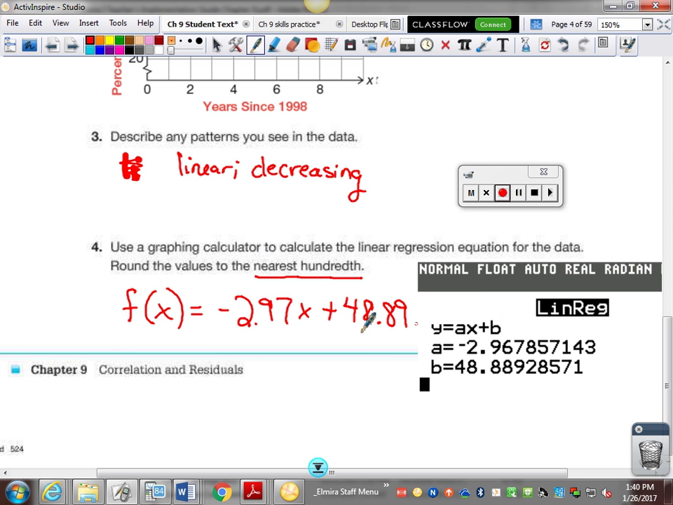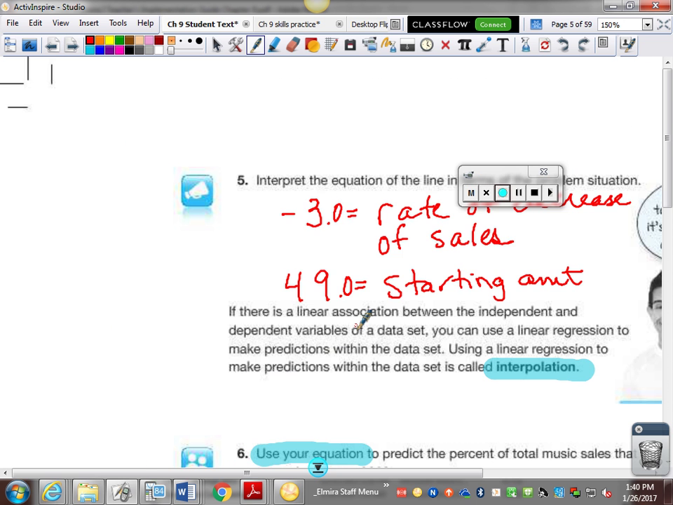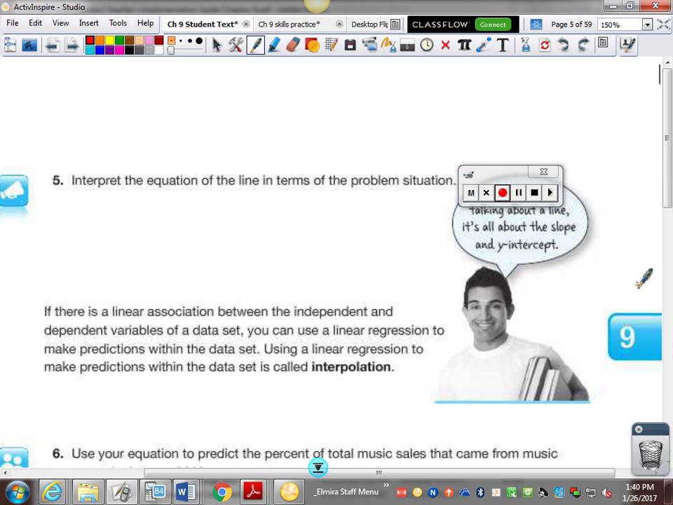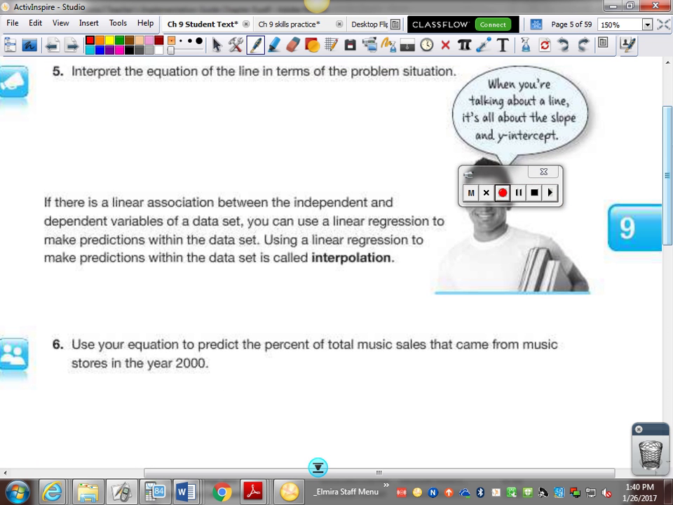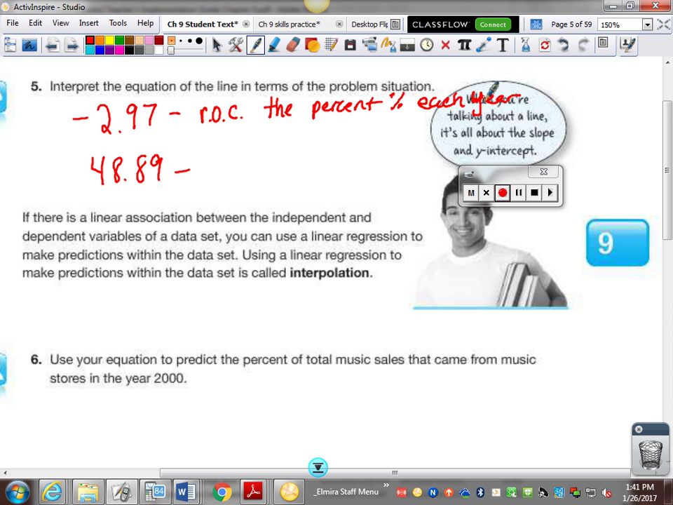Okay, so this equation represents the data if it had fallen more smoothly in a line. All right, let's interpret the equation in terms of the problem situation. Let's write down our rate of change and our y-intercept. So negative 2.97, in very generic terms, is our rate of change, but if we're going to be specific, it is the percent decrease each year. 48.89 is the y-intercept, but more specifically, it is the percent that we started with.